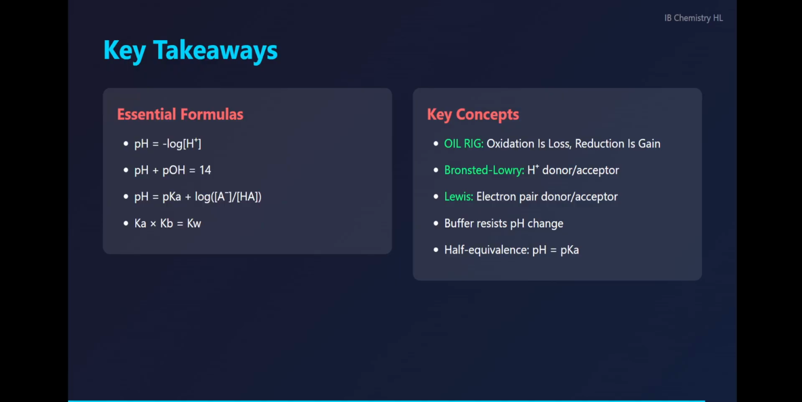Fifth, titration curves show the relationship between pH and volume added, with the half equivalence point giving pKa. Sixth, Ka, Kb, and Kw are related constants that describe acid-base equilibria. Practice these concepts with past paper questions to ensure exam success.